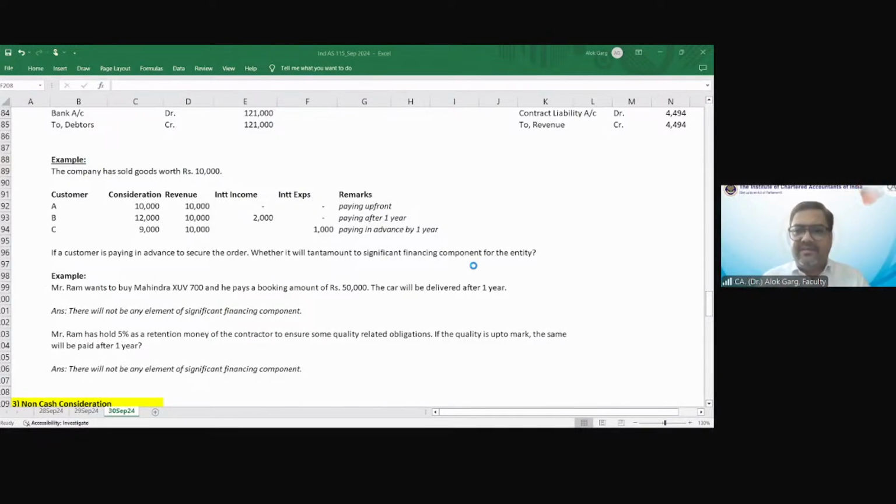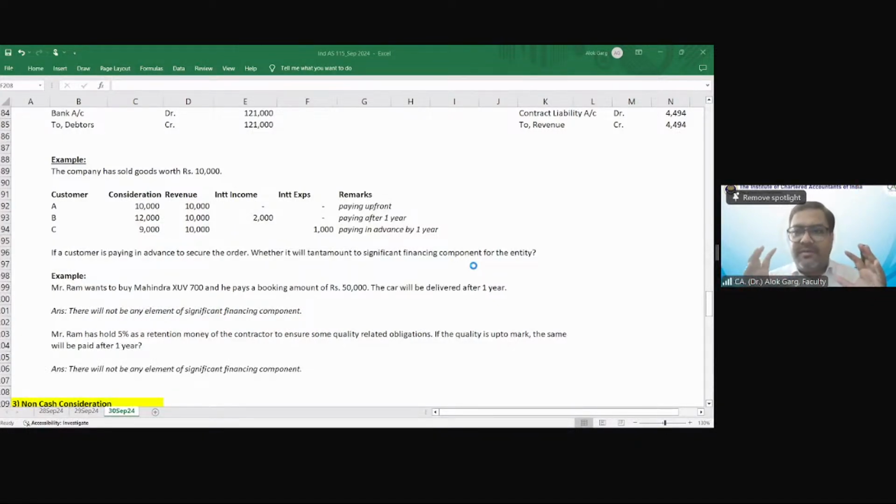So in this case, is Nisha funding my operation? I mean to say, do I need money from Nisha? Have I told her, please pay me 5,000 rupees, I am in urgent need of money? The answer is no. She has paid just to secure the seat. So in this case, a significant financing component does not exist.